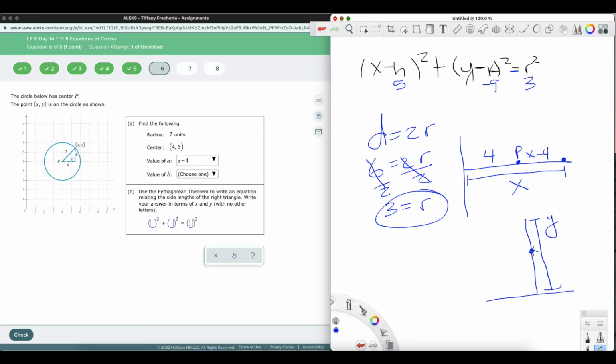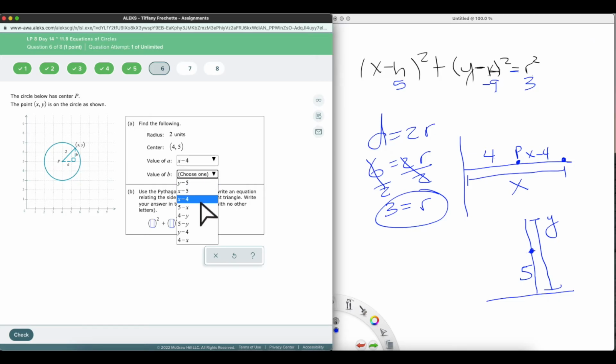And there, I know that this distance here is 5, right? So I don't want to know this distance. I want to ignore it. That's why I want to go y minus 5. So y minus 5. Okay.